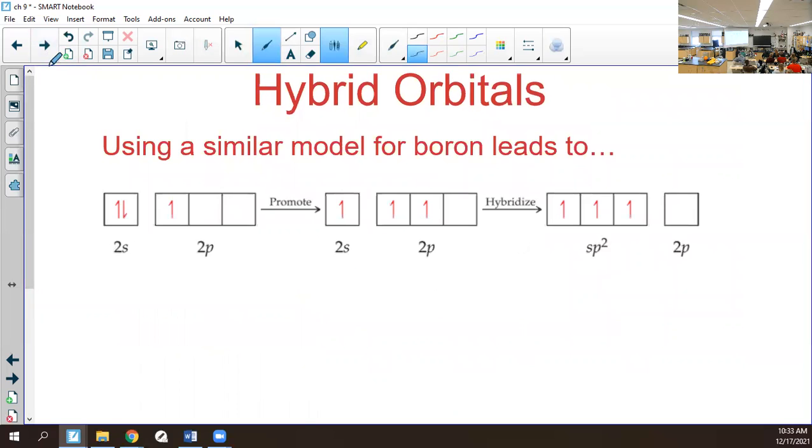Okay, now boron. Boron has the S full, then there's one in the P. But that would only allow for overlap of one of these boxes, right? But that's not what works. So what happens is boron in a reaction absorbs a tiny bit of energy and promotes one of its two S electrons over. So you end up with one in the S and two in the P's. And this hybridization is called sp2 hybridization.